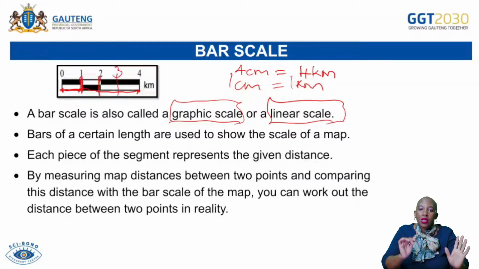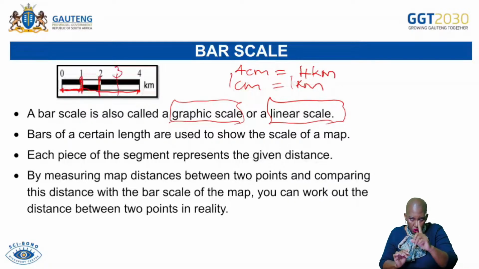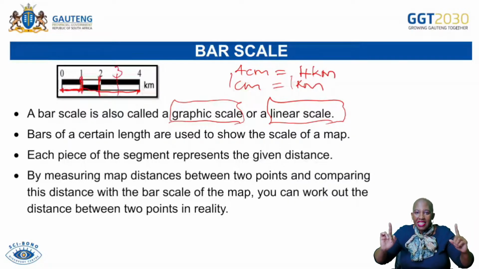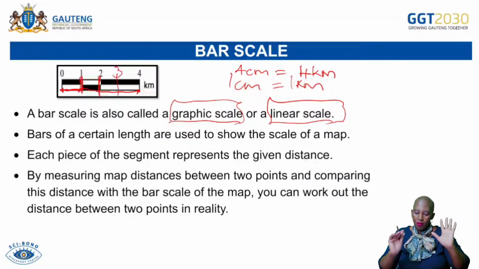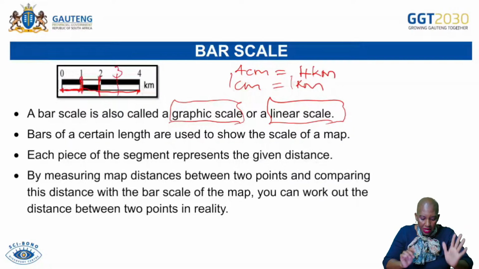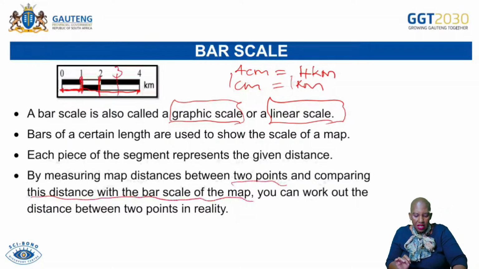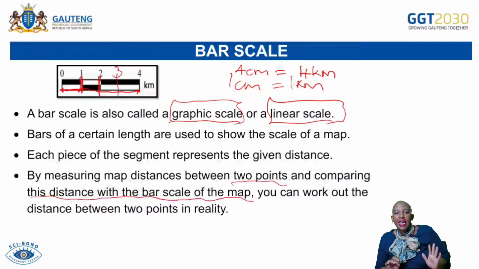And then you say, okay, fine. From 0 to 1 centimeter is equal to what? 1 kilometer. Then I measure the entire bar. I can now convert the bar scale into a ratio scale. So each piece of the segment represents a given distance. By measuring a map distance between 2 points and comparing this distance with the bar scale of the map, you can work out the distance between 2 points in reality.